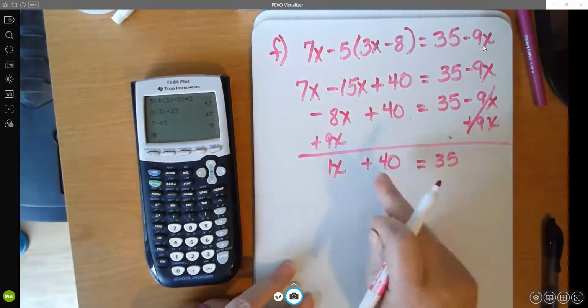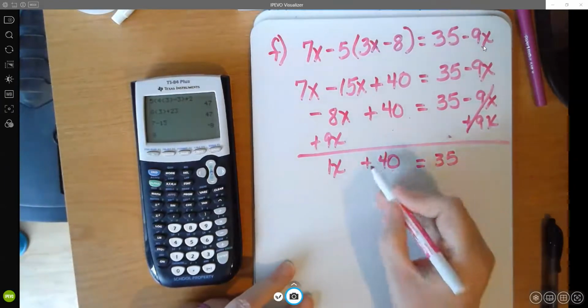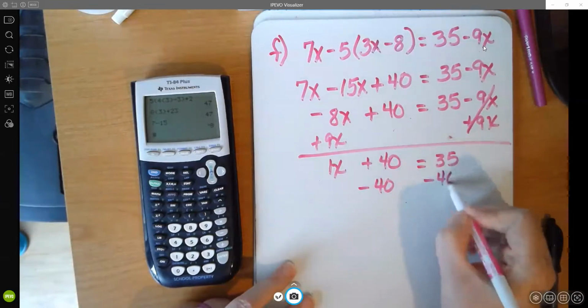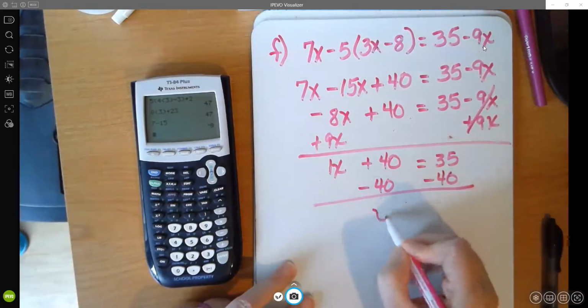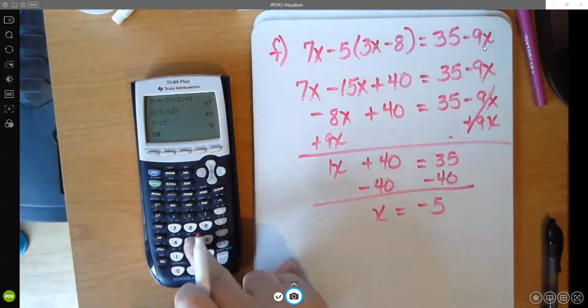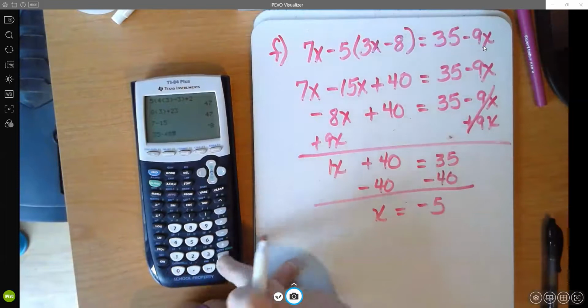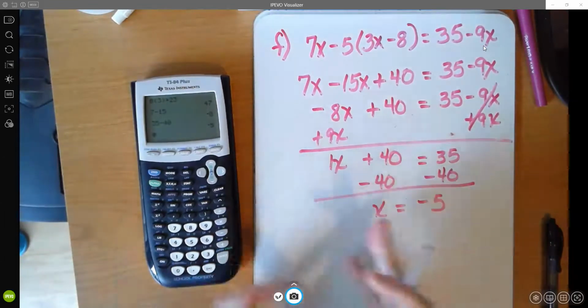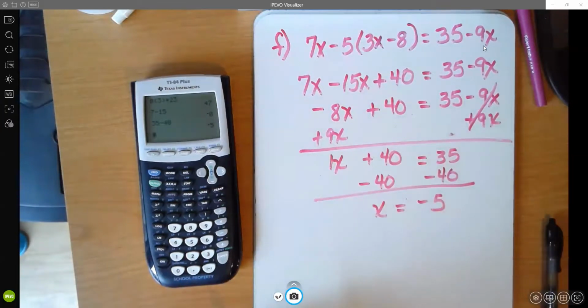And then I need to move the 40 over to this side. So that's a positive 40. So I will subtract 40, and that gives me x equals negative 5. 35 minus 40 would give me negative 5. And so negative 5 is my answer. I don't need to divide because it's already an x by itself.